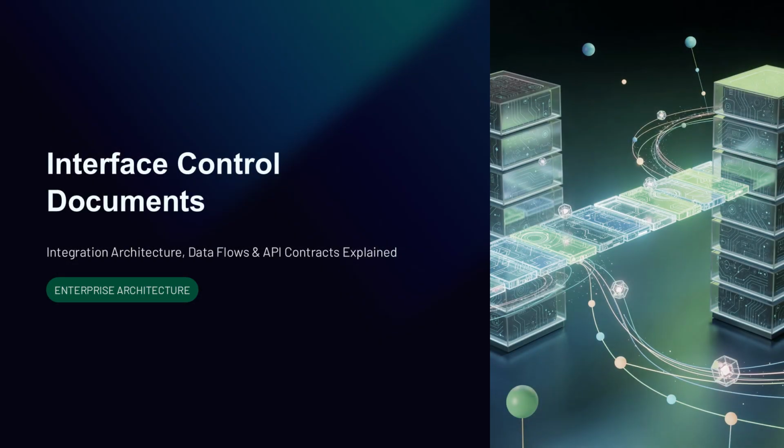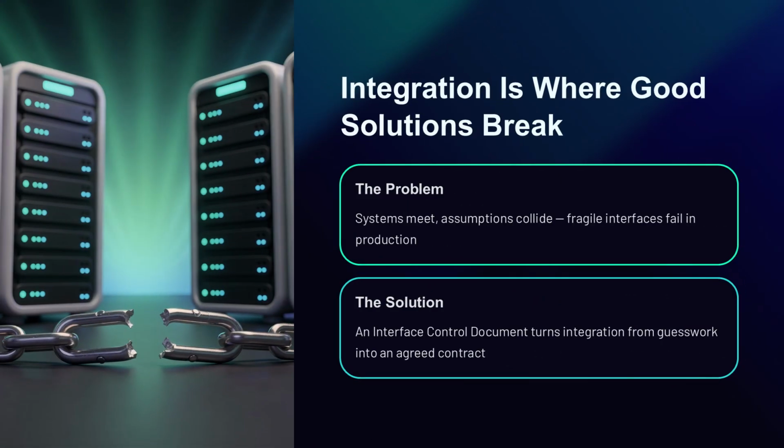Building on solution architecture design, you now zoom into the part of enterprise change that causes the most delays, the most defects, and the most blame when things go wrong. Integration is where systems meet and where assumptions collide. If your integration boundaries are unclear, your scalable and supportable solution can still fail in production because the interfaces are fragile, undocumented, or inconsistently implemented.